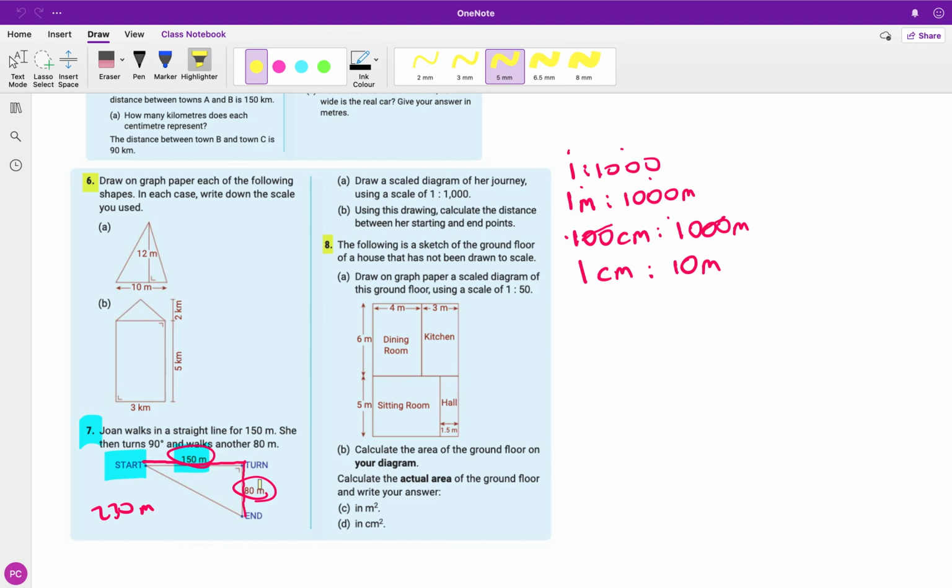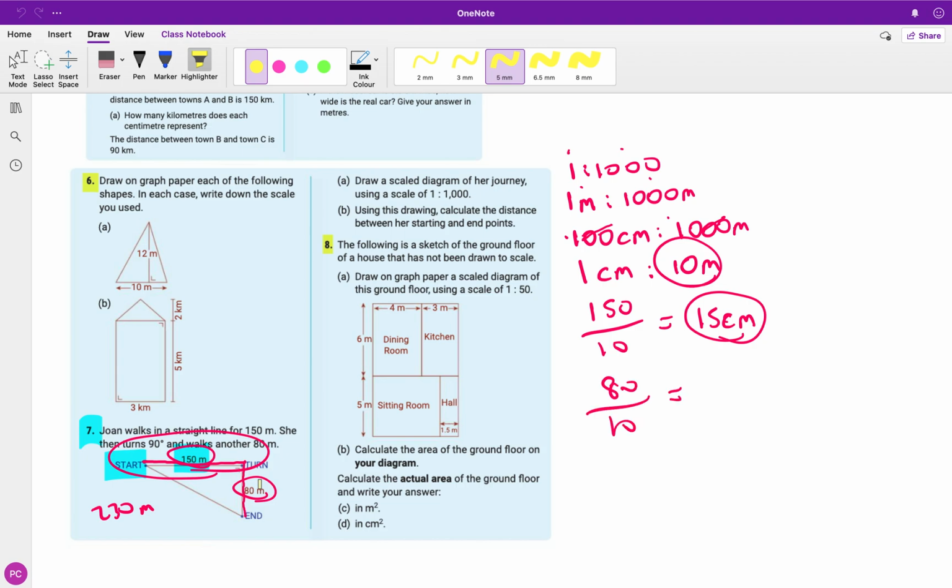So if we look at the two things, you have 150 metres to worry about, and 80 metres to worry about. Here's our 10 metres: 150 divided by 10 gives us 15 centimetres. So that's how long the first stage of the journey is going to be, 15 centimetres. And the other one is 80, so 80 divided by 10 is going to be equal to 8 centimetres.